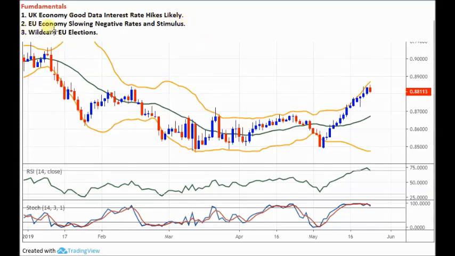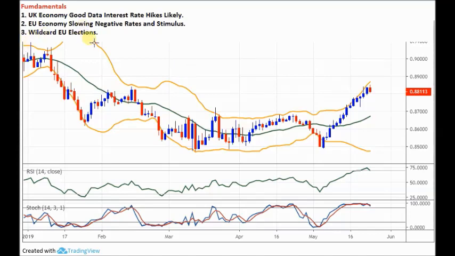What about the EU economy? Well, it's slowing up, lackluster growth. They've got negative rates. They're printing money. So the UK has the edge. Better economy, and the interest rate outlook favours the pound both now and going forward.